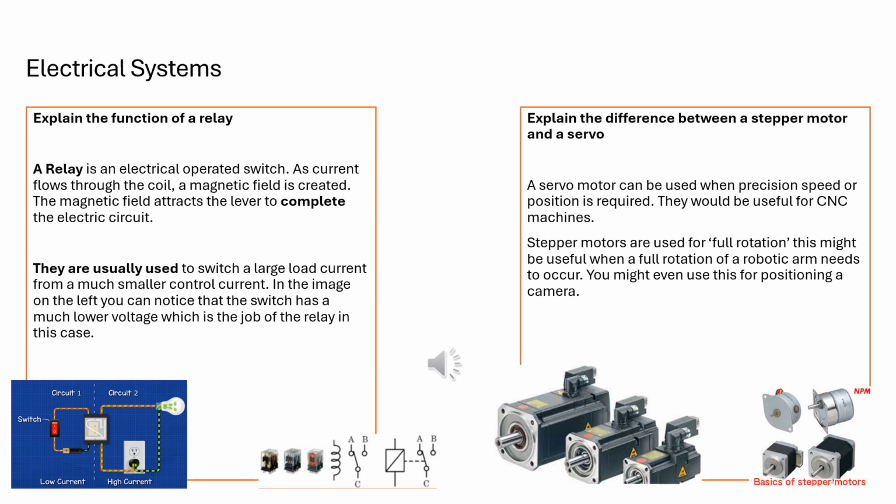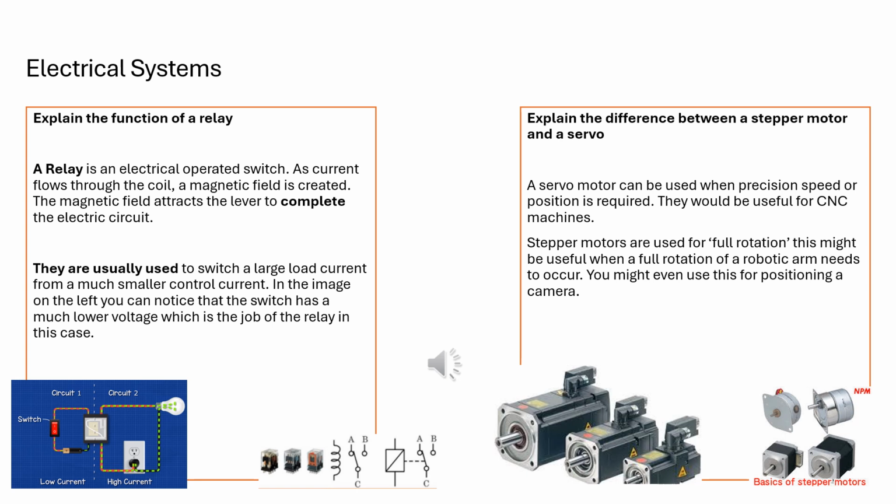So the function of a relay is that it's an electrically operated switch. As current flows through the coil, a magnetic field is created, and this magnetic field attracts the lever to complete the circuit. So you can imagine there's a magnet to close that lever to direct the current. They're used when you've got to switch a large load of current from a much smaller control.